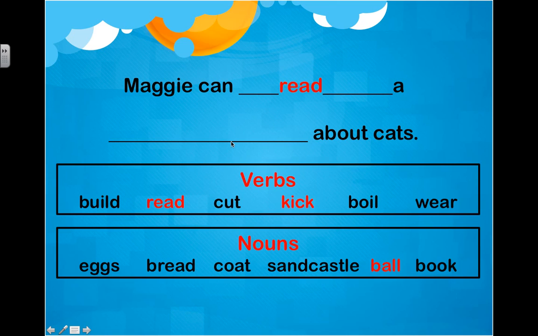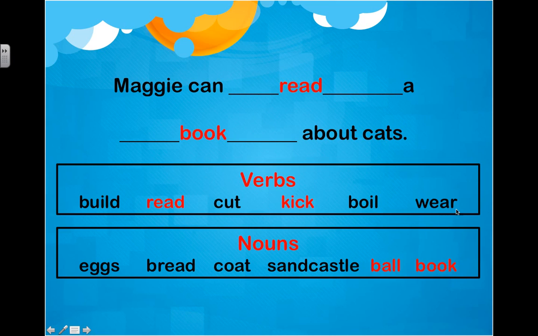Now let's see here. What can she read? Eggs? No. Bread? Coat? Sandcastle? Or book? Book. You're right. Maggie can read a book about cats. So again, I used a verb and a noun. Notice how these words are red now.